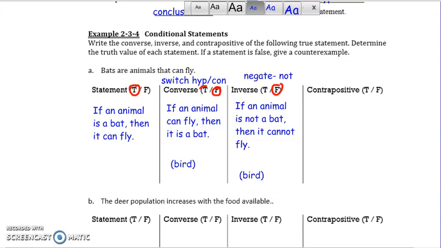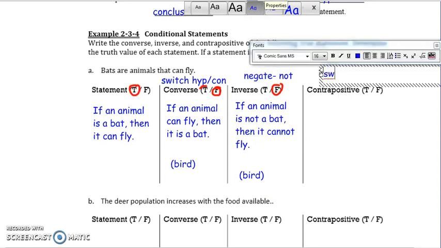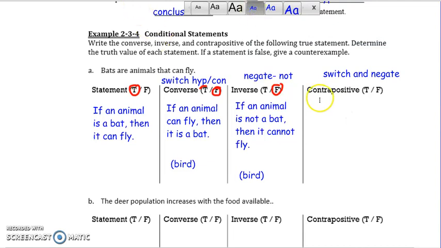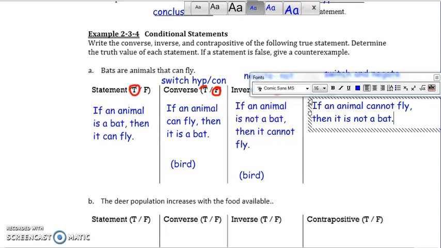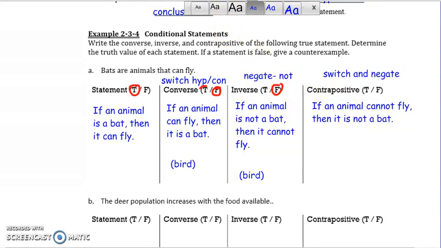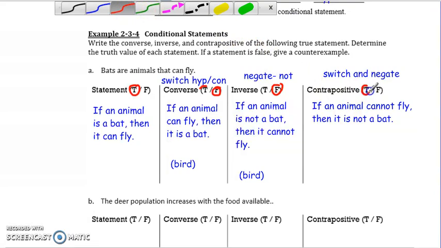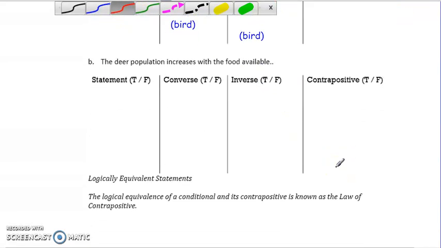All right, so now the last one, we're going to do both switch and negate. What that looks like would be: if an animal cannot fly, then it is not a bat. And that is true. All right, so if you want to try this last one on your own, you can go ahead and try writing those statements, and then check when you're ready.